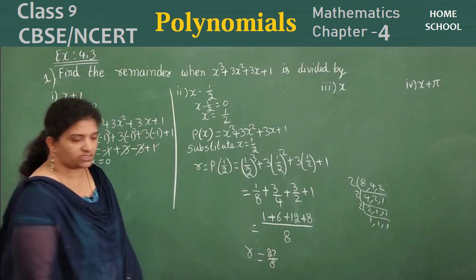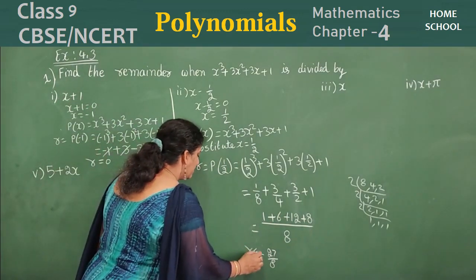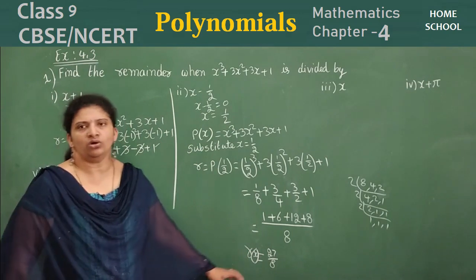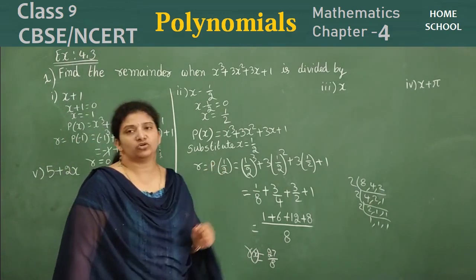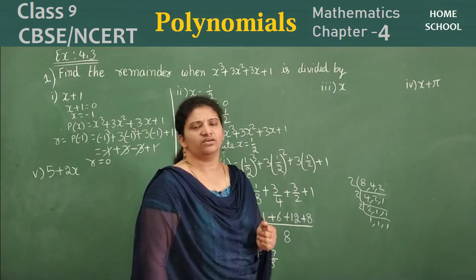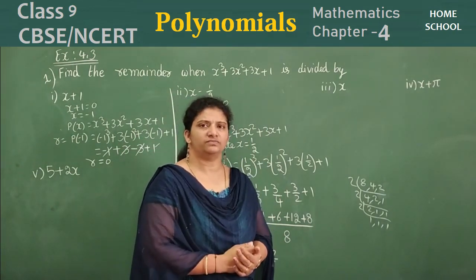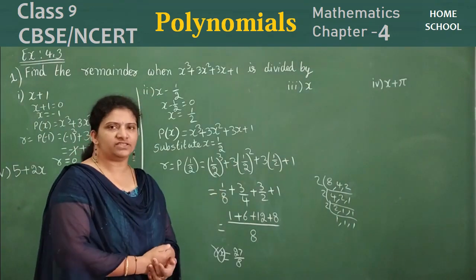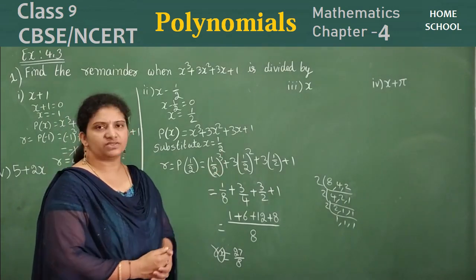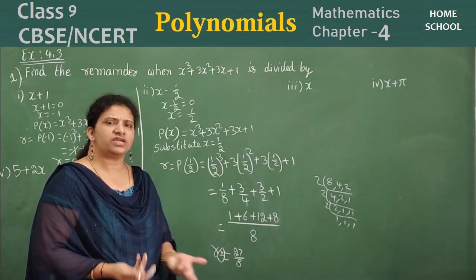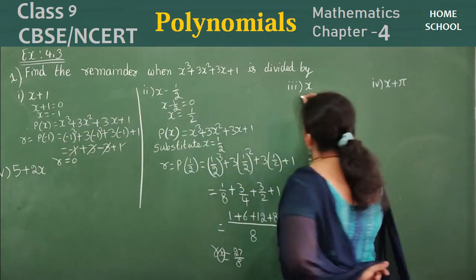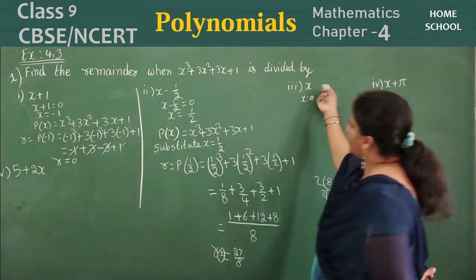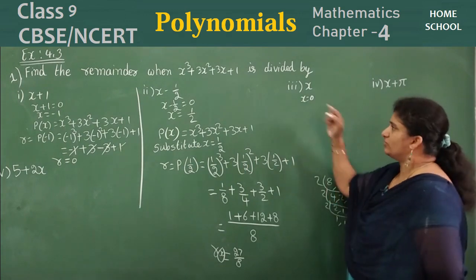R of x, you can write it as R of x is equal to 27 by 8. So let's move to the third one, x. What is this x? X means, what is the zero of it? Nothing there. If I equate x equal to 0, so nothing there. So x value is 0.